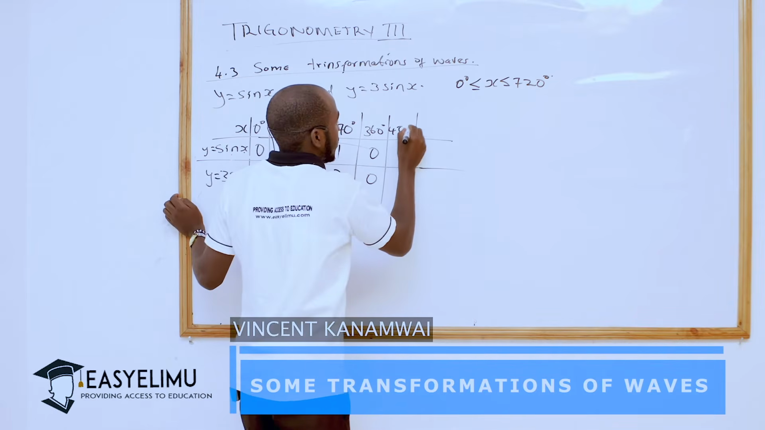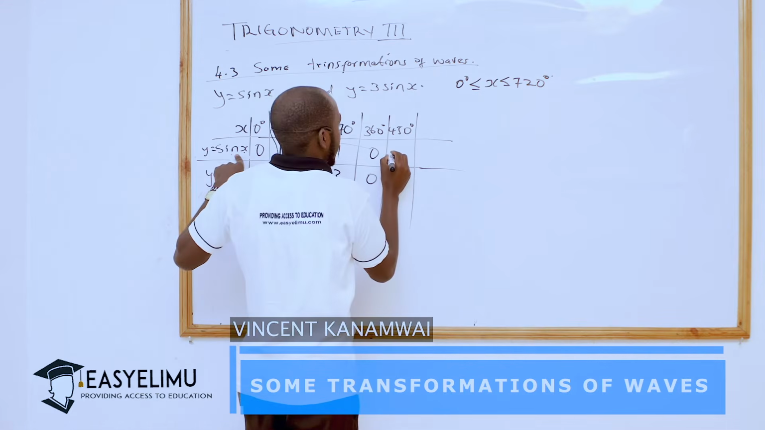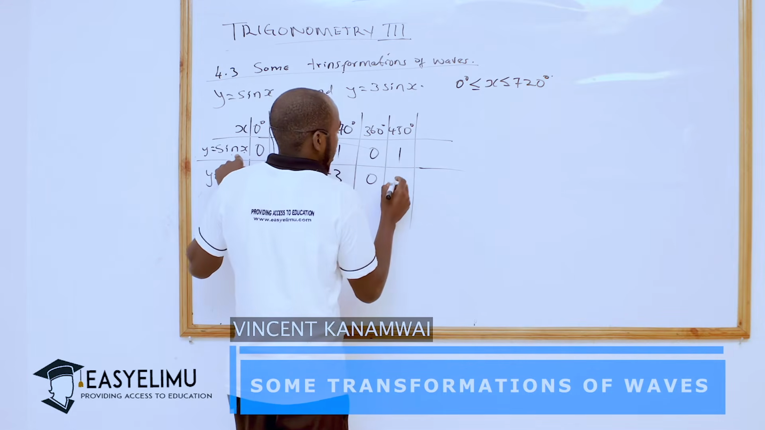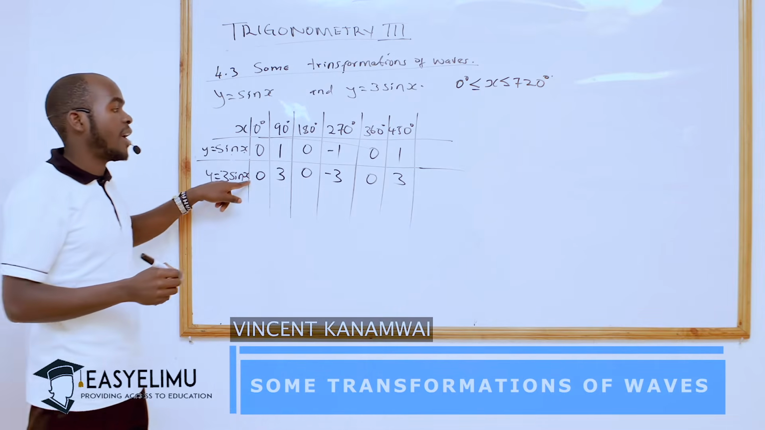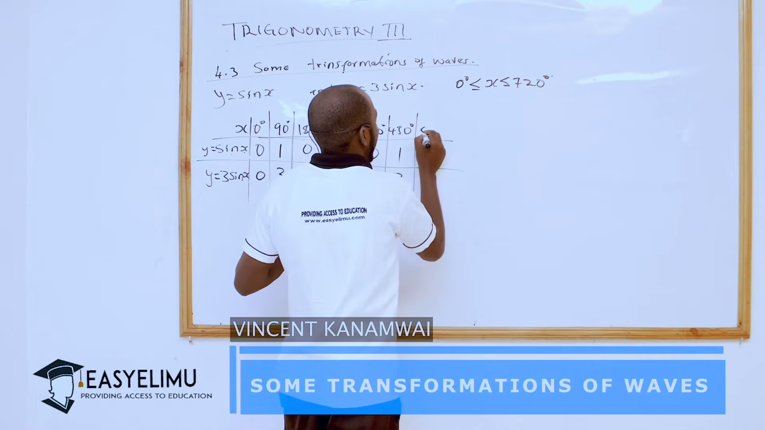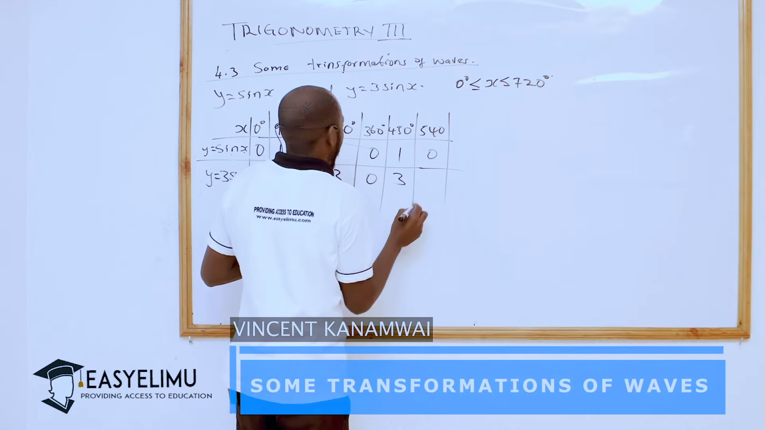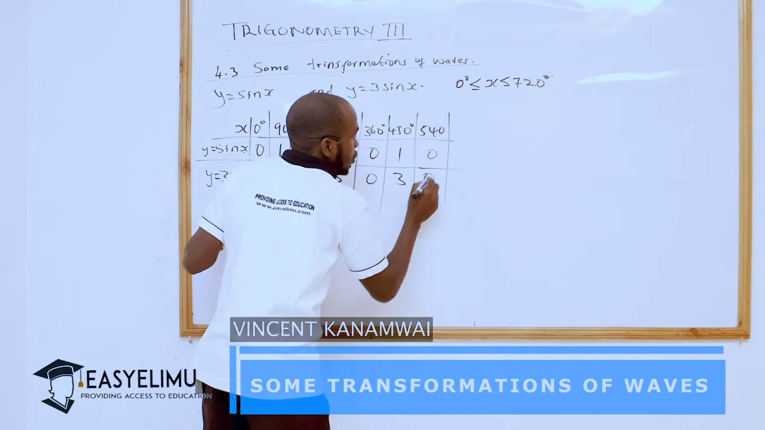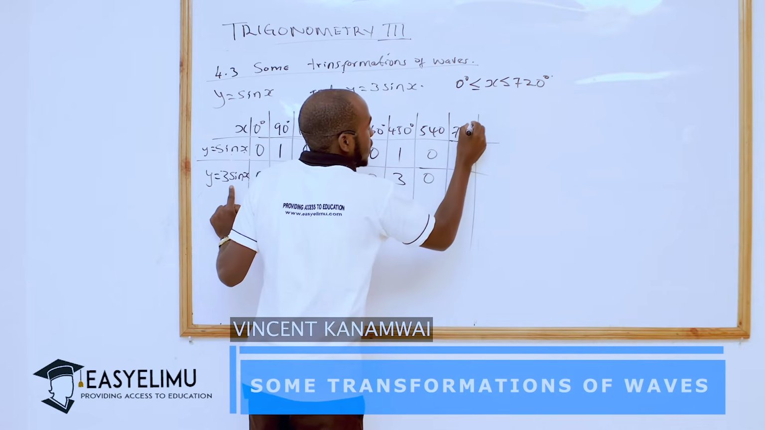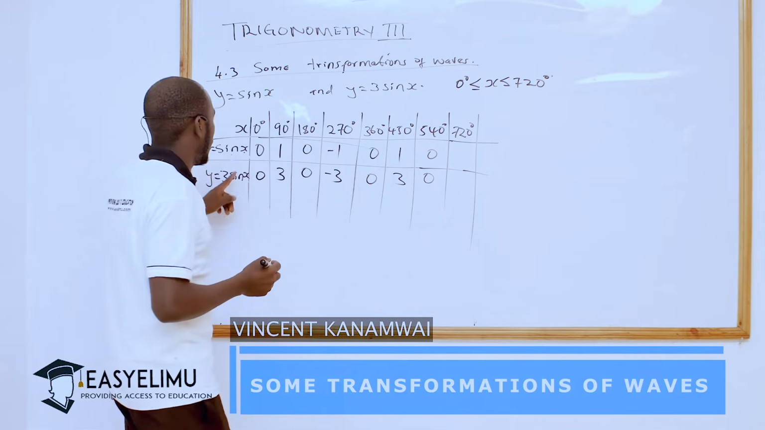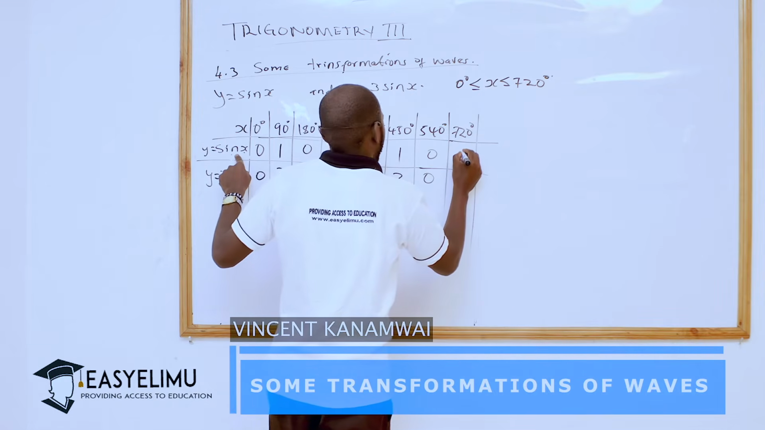To 450, you will find sine 450 gives you +1, and 3 sine x will give you 3. And 540 will give you 0, and here you will have 0 too. And then 720 degrees will give you sine 720 degrees, which gives you 1.